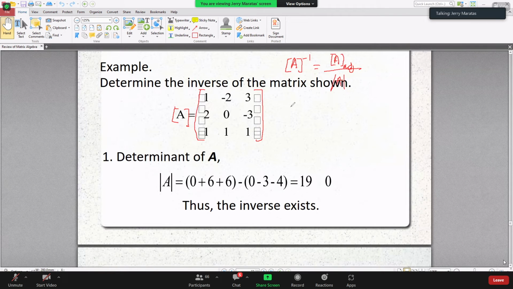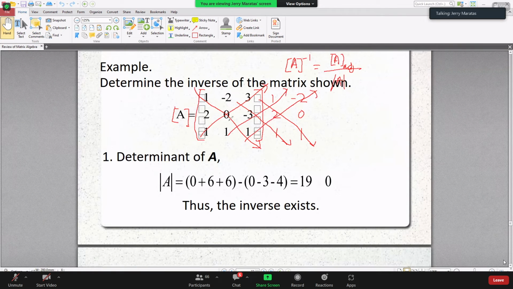The determinant of a 3 by 3 matrix is a bit simple. You simply copy the first two columns here, so 1, 2, 1, -2. This is basically the shortcut if it's a 3 by 3. Later on, I'm going to discuss how to find the determinant for a 2 by 2 and maybe a 4 by 4 matrix. After that, you get the sum of the products of the downward diagonals, minus the sum of the products of the upward diagonals.